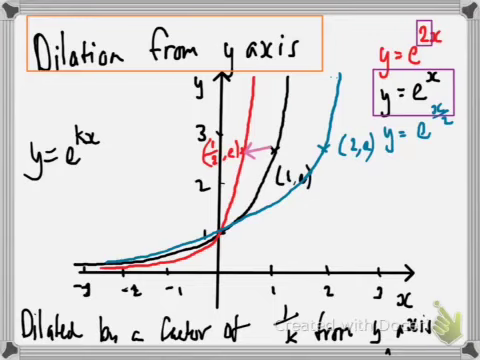So if we've got a coefficient like we have here of a half, and we're dilating by a factor of 1 over a half, we're actually dilating by a factor of 2, and you can see that's happened here. With y equals e to the power of x over 2, the blue graph, we've gone further away. We've been dilated by a factor of 2 from the y-axis. So once again, 1 over the coefficient, 1 over a half is 2.